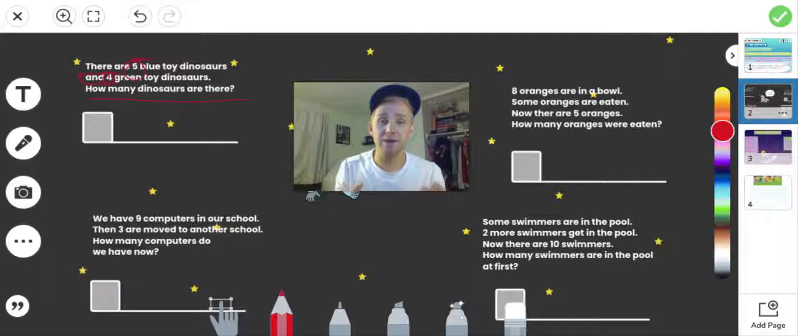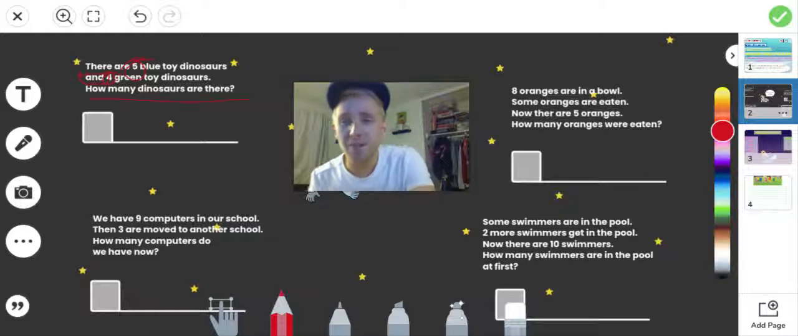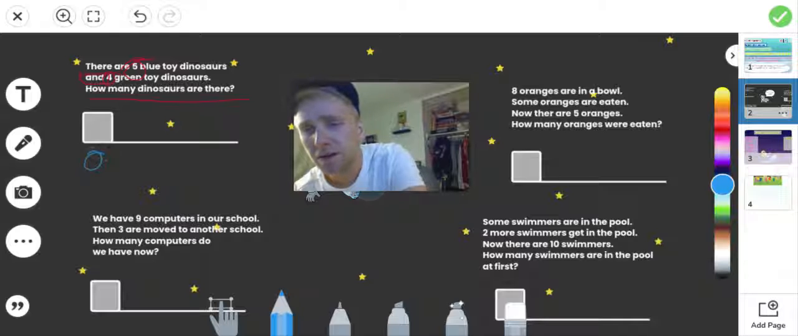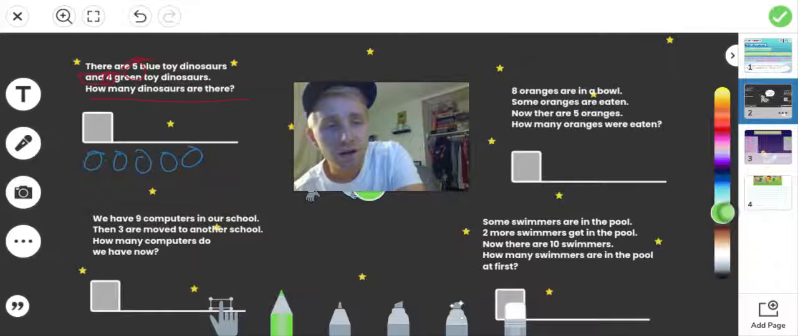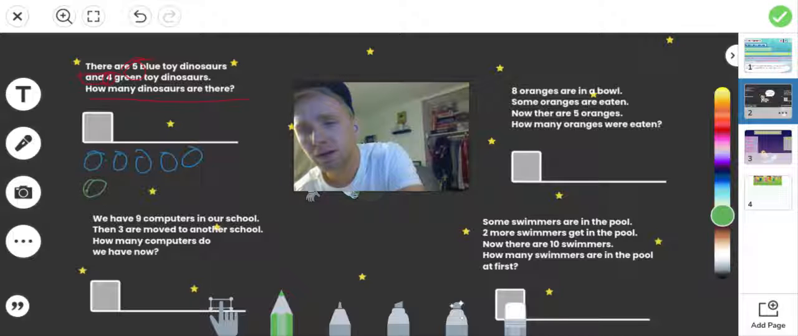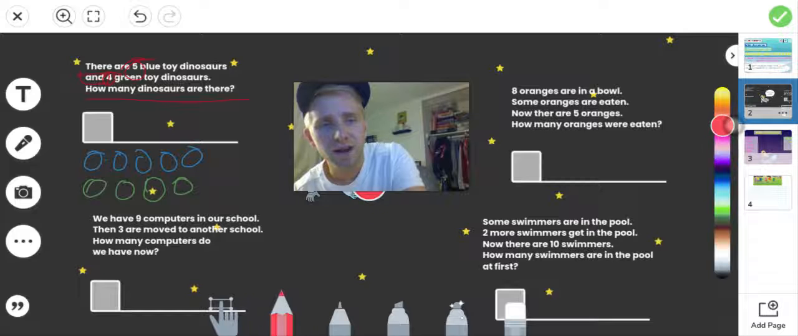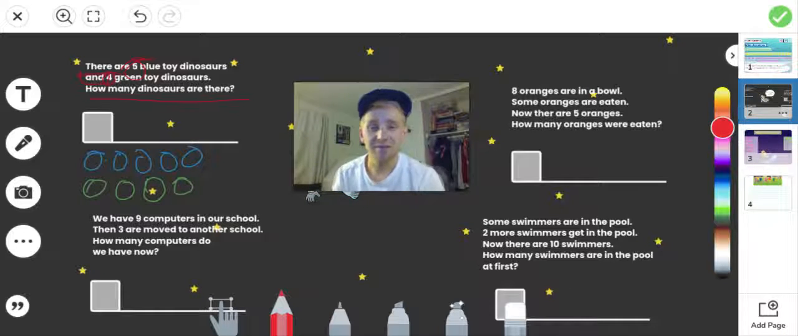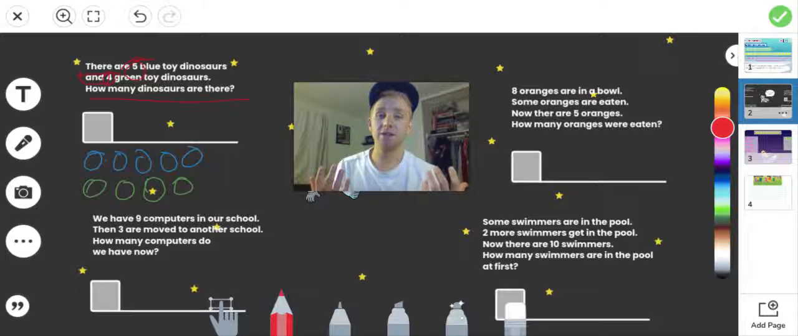So this is what I've got. Let's quickly just draw. Okay, we've got 5 blue dinosaurs. So I got 1, 2, 3, 4, 5. And I've got 4 green dinosaurs. 1, 2, 3, 4. It wants me to figure out how many dinosaurs I have all together. Well, let's add them up and count them up. But I got to write an equation first.